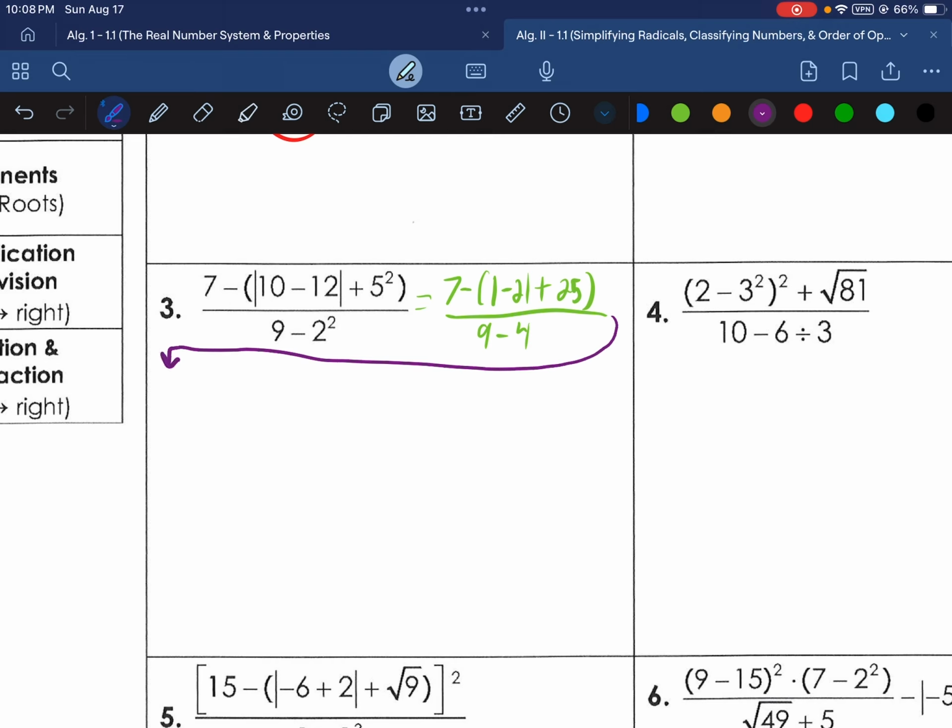Bringing this over here using an arrow so people can follow my work. 7 minus, in the parentheses, the absolute value of -2 is +2. 2 plus 25. On the bottom here, 9 minus 4 is 5. Next, on the top, 7 minus, in the parentheses, is 27 over 5. On the top, 7 minus 27 is -20, and -20 over 5 now would be -4.